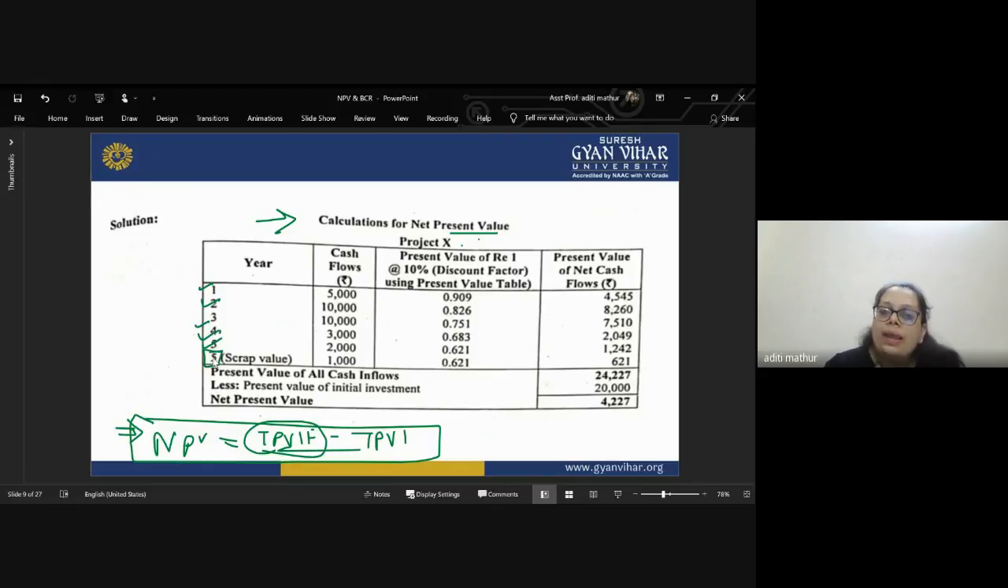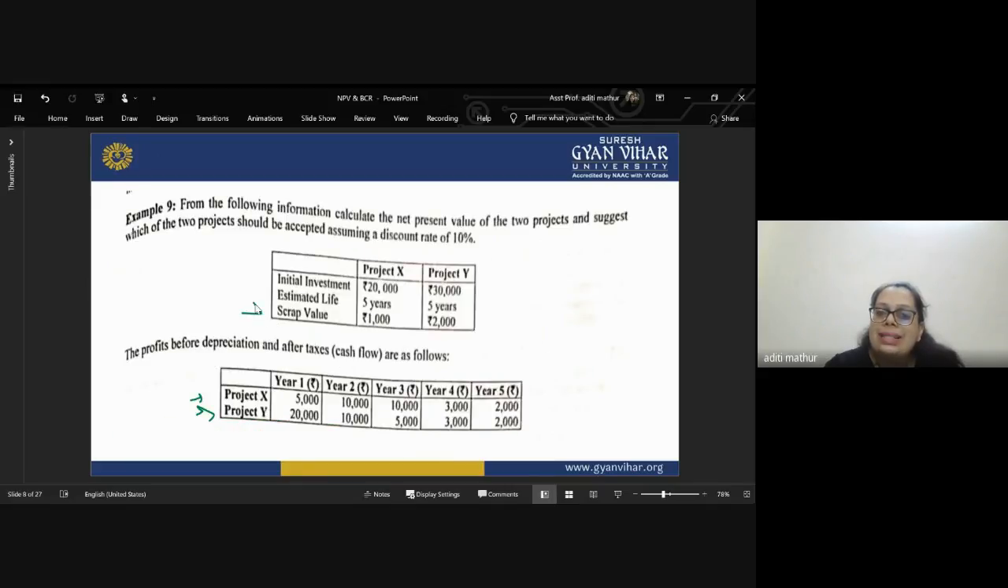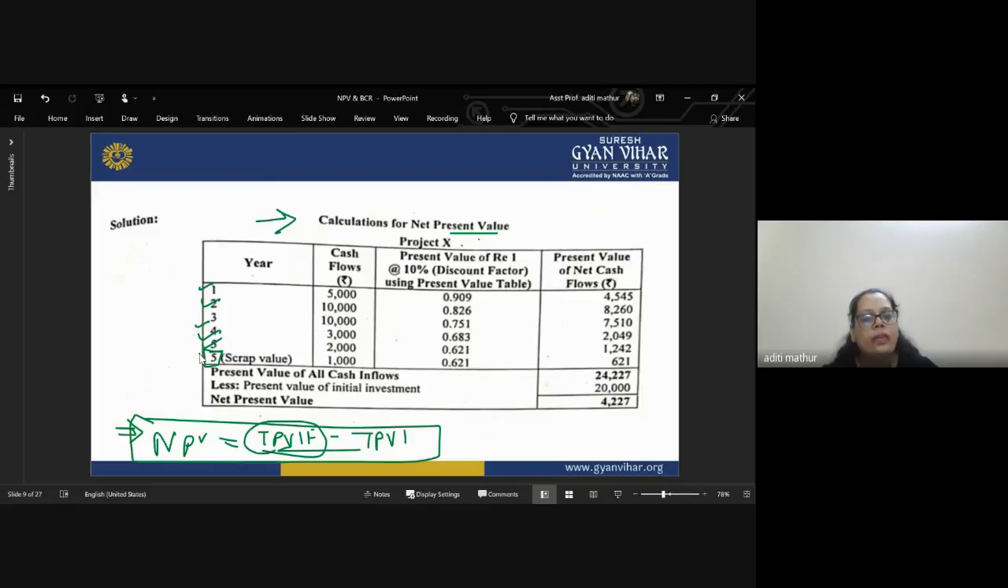Now, why this 5? Because remember in the question we had scrap value. That means at the end of 5th year, because the life of the project X is 5, at the end of 5th year, you are going to sell this machinery or sell the project, whatever it is, and you will get 1,000 rupees. So it is also inflow, na beta? Your money is coming in. It is coming inward. If you sell your machinery, money will come. When will it come? In 5th year. So this is your scrap value and it will be there in your 5th year. That's why you are going to write this also.